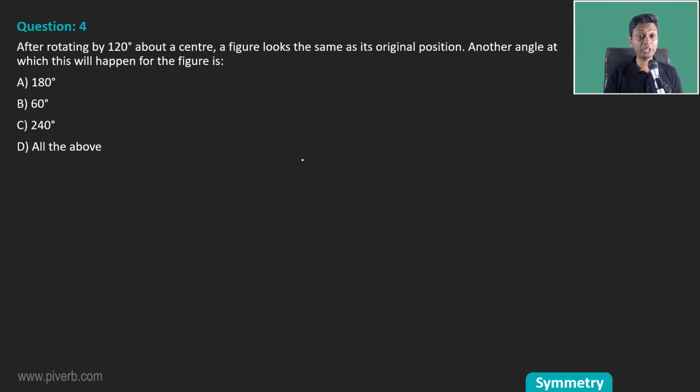After rotating by 120 degrees about a center, a figure looks the same as its original position. So imagine some shape about a center, you rotate it by 120 degrees. The shape is exactly the same as it was originally. Think about this. This shape obviously is not like that, but some shape comes back to its original position after you rotate it by 120 degrees.